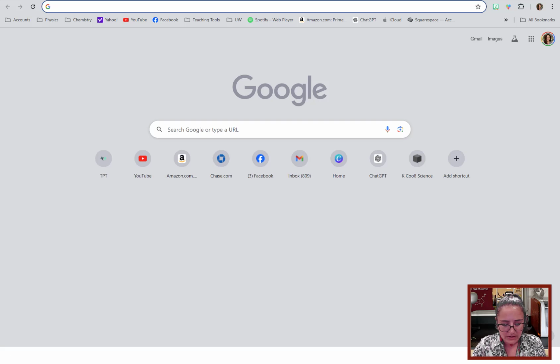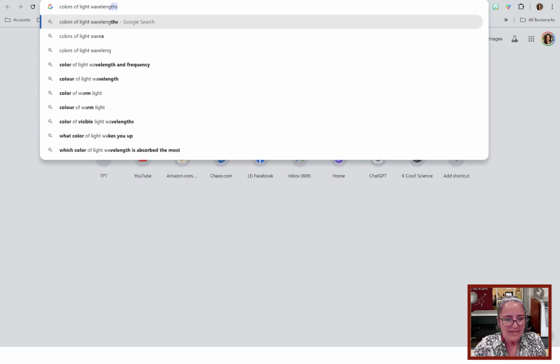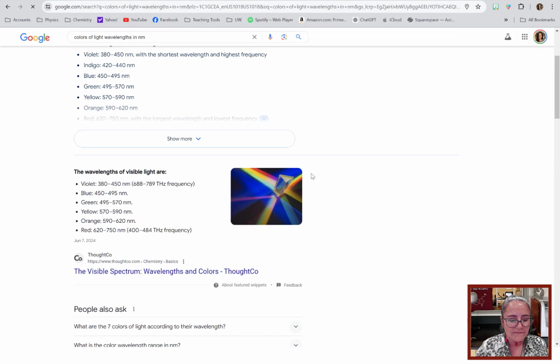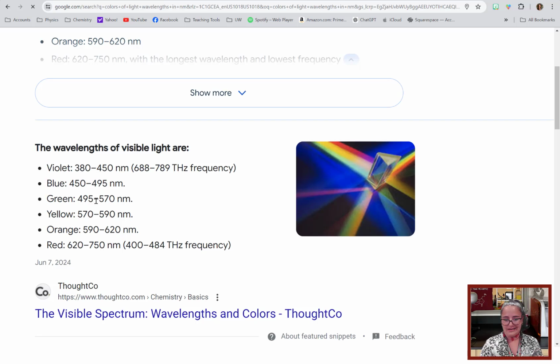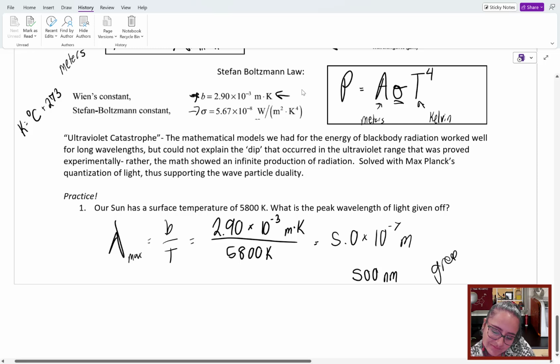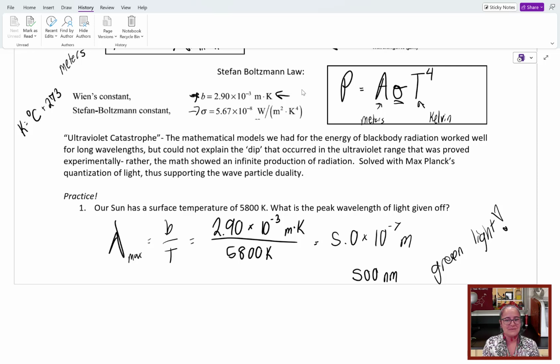Let's actually even look it up. So colors of light and the wavelengths in nanometers. Okay, and we have these ranges, and yeah, 500 squarely in the green range, maybe a little bit blue, but we'll go with green. Which makes sense, that the green is the peak of the rainbow spectrum and what our eyes evolved to be able to see, because that's the light we have here on Earth. Okay, cool.